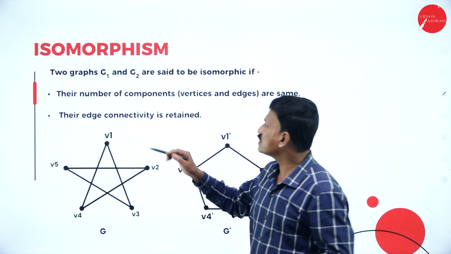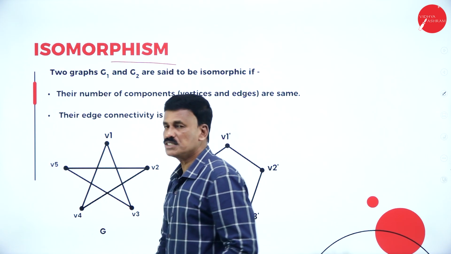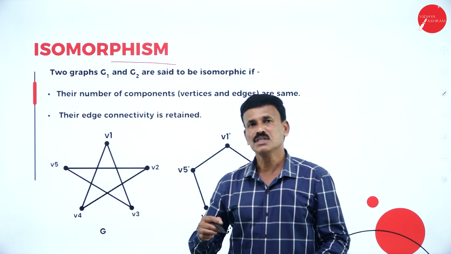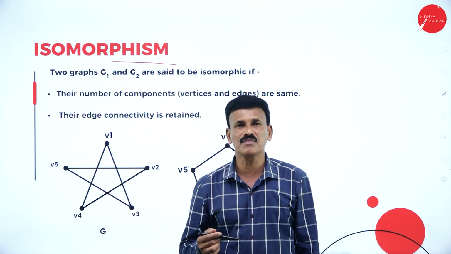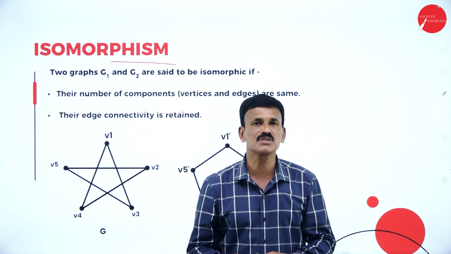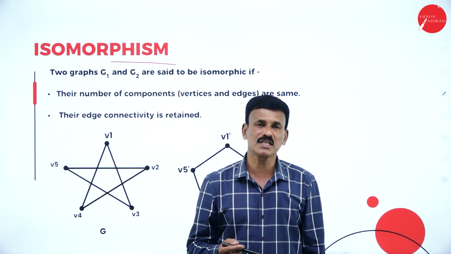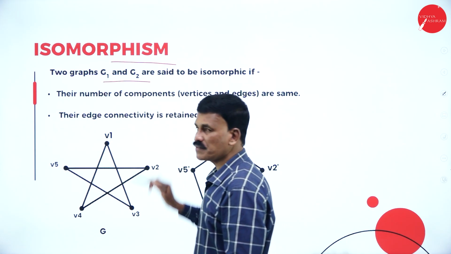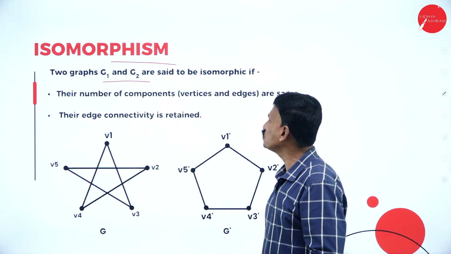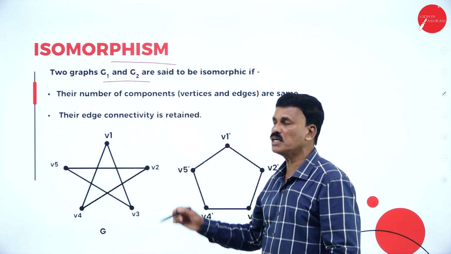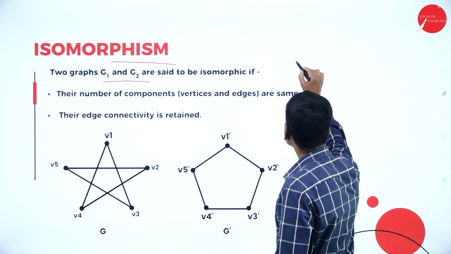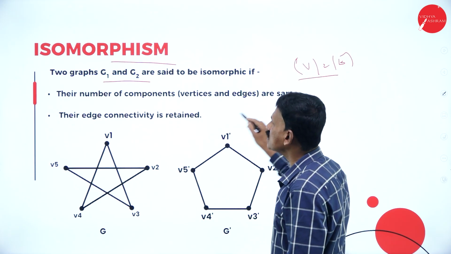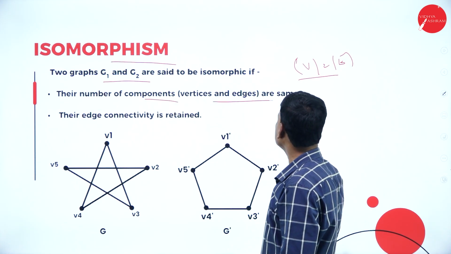Now let us come to the next concept, the very important concept, isomorphism, the isomorphic graph. This is a very important and simple concept. If the number of edges and number of vertices are the same, then the graph is said to be isomorphic. Let us consider two graphs G1 and G2. These two graphs are said to be isomorphic if and only if the number of vertices and edges are the same.